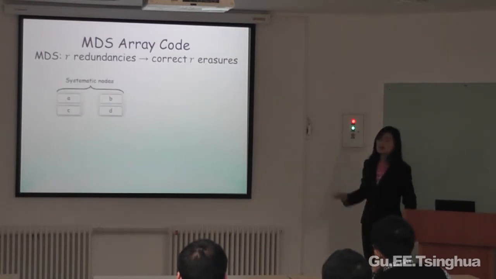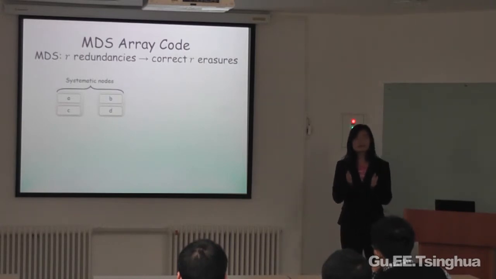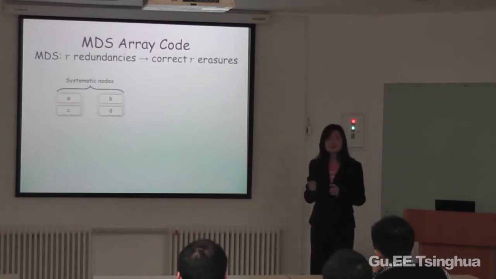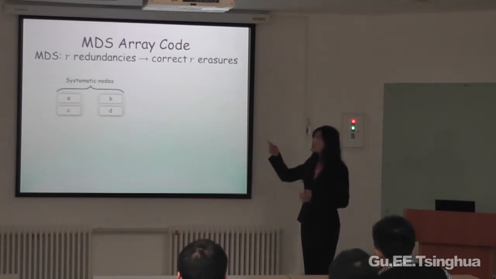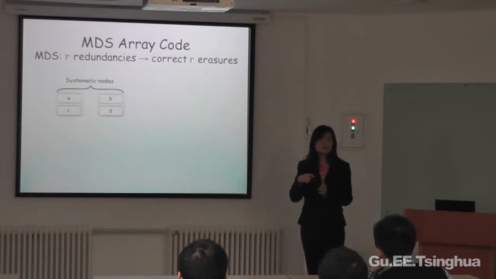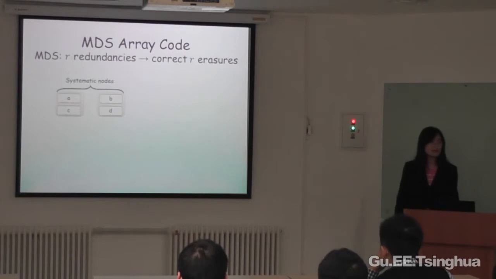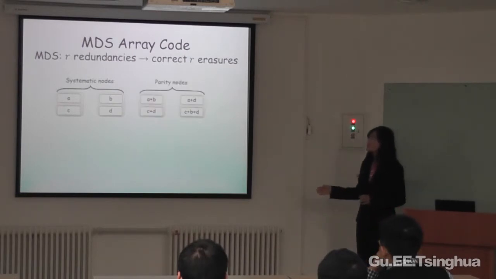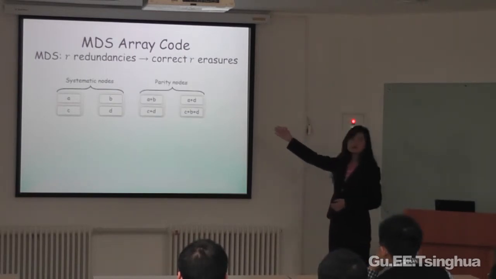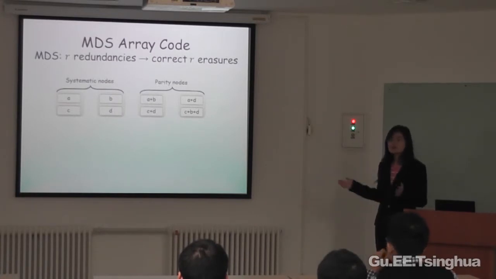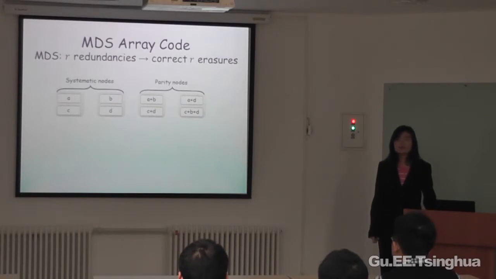So here is an example. Suppose I have two information nodes, or systematic nodes. In this example, different from the example we had before, each node is a vector instead of a scalar. So now I have 2 bits in the first node and 2 bits in the second node. And then you have 2 parity nodes, which are some exclusive OR of some of the bits. We claim that this code is MDS, meaning that if I lose any two nodes out of 4, I can recover the entire information.